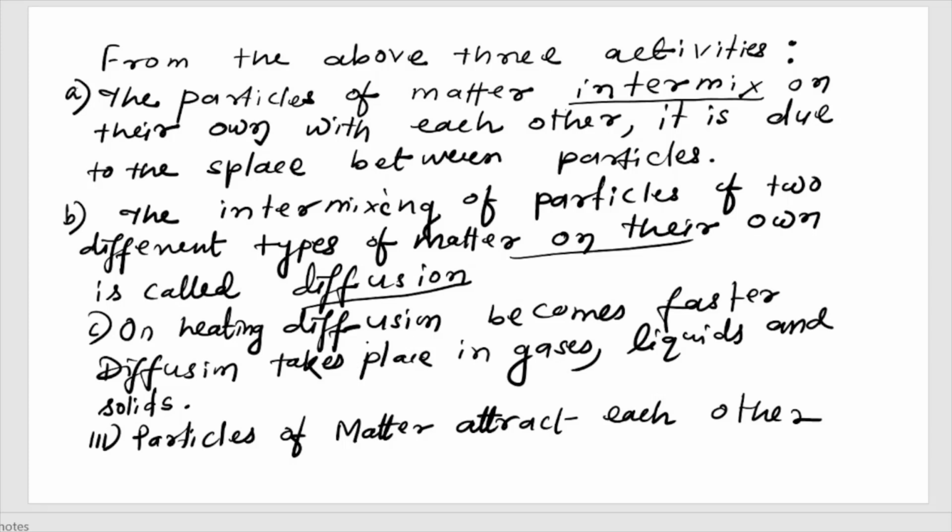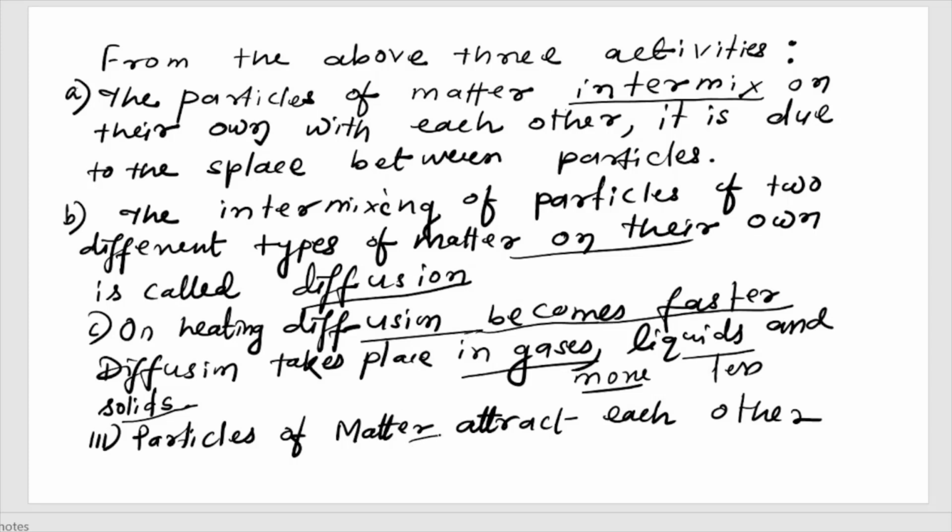On heating, what happens? On heating, diffusion becomes faster. Why? Because of the kinetic energy, the movement energy. If you heat, the movement energy of the particles is more because of the space between them. Diffusion happens in gas, liquid and solid, but where more? In gas it is more, in liquid it is less, and in solid it is almost impossible. Something may happen, but simply gases have more diffusion.